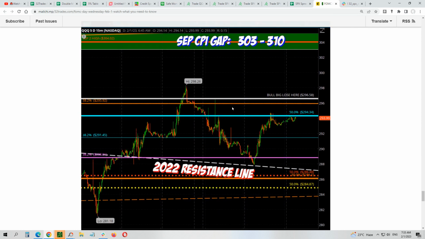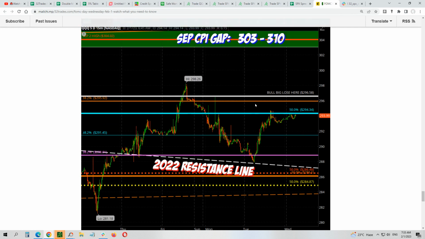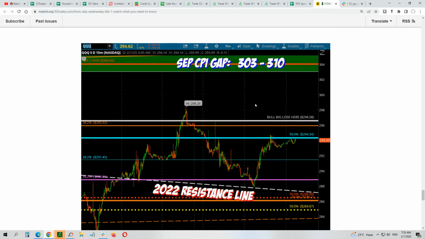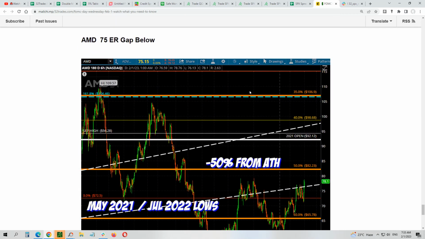Here again is your QQQ. QQQ 294 was the target that I was posting to everybody. That's exactly what we got yesterday, right up to that 294. Yes, 297 is obviously still in play as of today. You will be looking for something that will be stretched as you get into the report. We still have the big report coming out tonight and tomorrow for the big guys. And this is your September CPI gap up here, 3,310. So again, it is quite plausible.